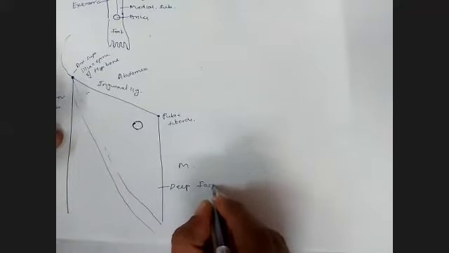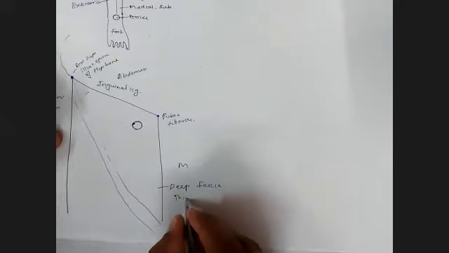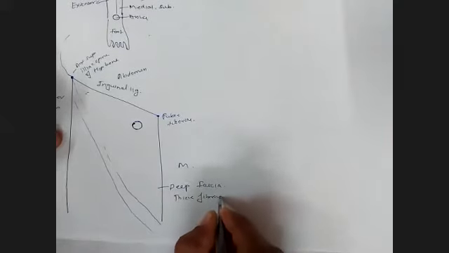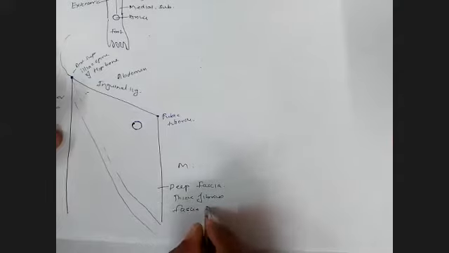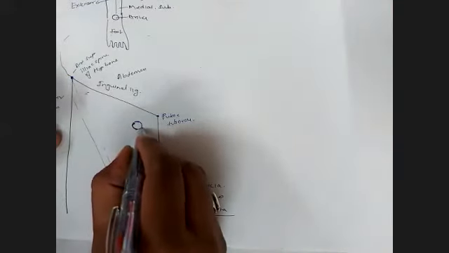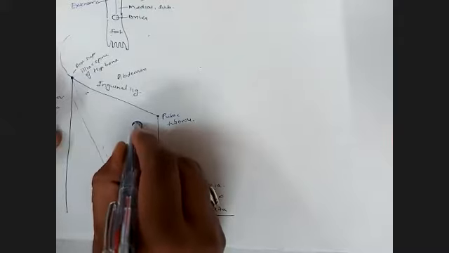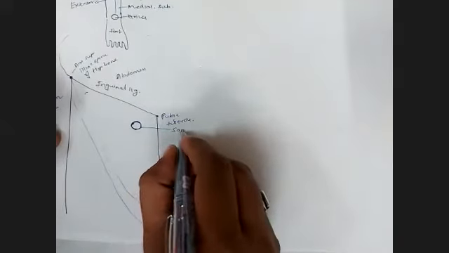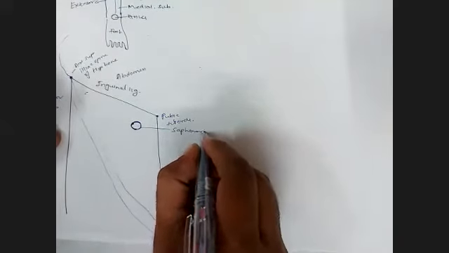below that is deep fascia, and the deep fascia of the lower limb is so thick like a sleeve. Okay, it is thick, very thick and fibrous, and it is called fascia lata. And in this deep fascia, we see an opening called the saphenous opening.